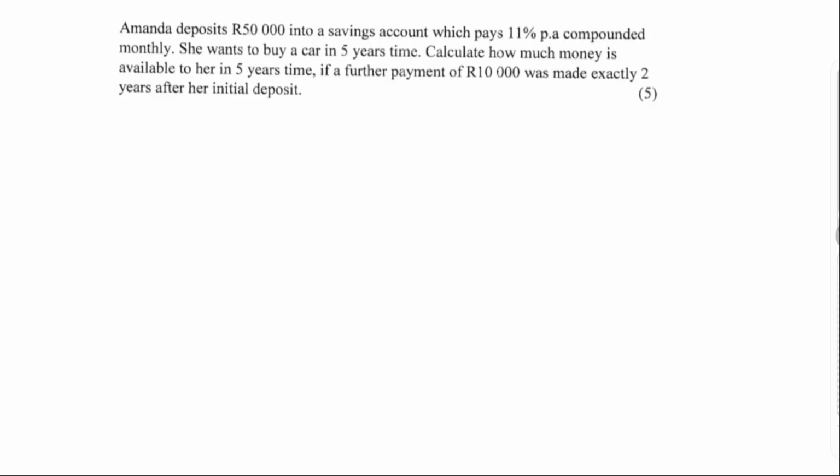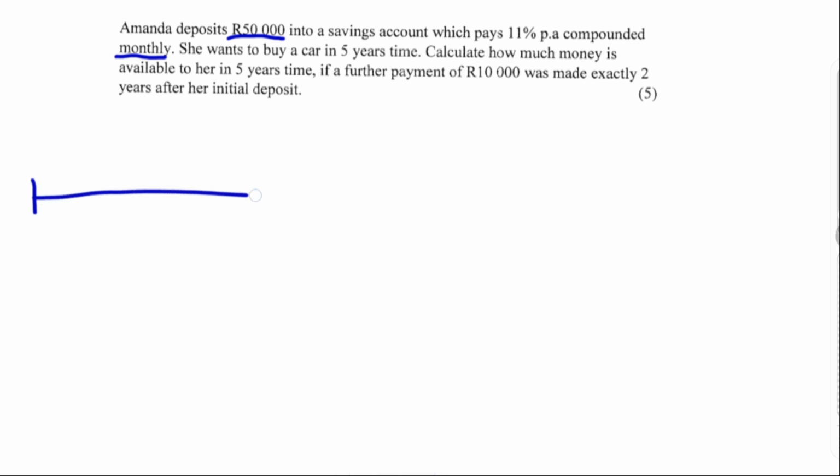So we have Amanda who deposits 50,000 into a savings account which pays 11% per annum compounded monthly. She wants to buy a car in 5 years' time. Calculate how much money is available to her in 5 years' time if a further payment of 10,000 was made exactly 2 years after her initial deposit. So in this case, we are going to do a timeline.